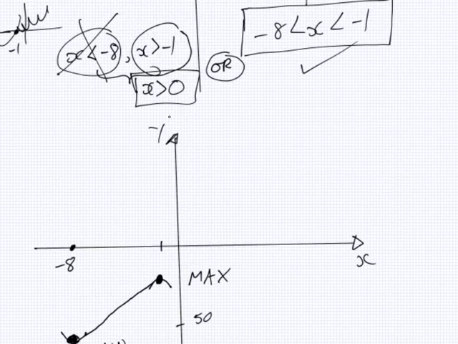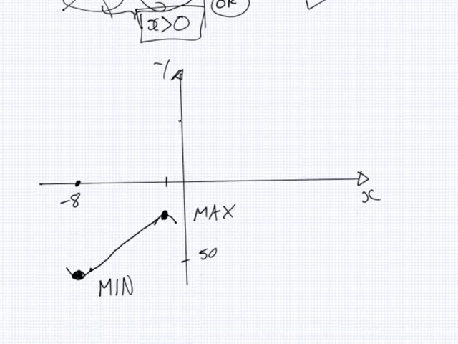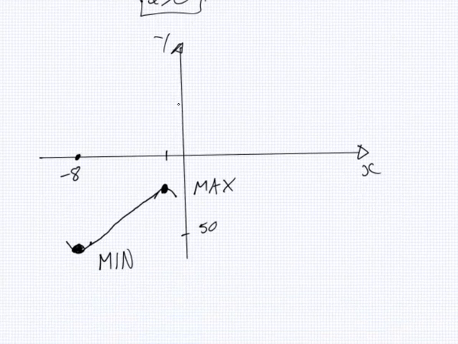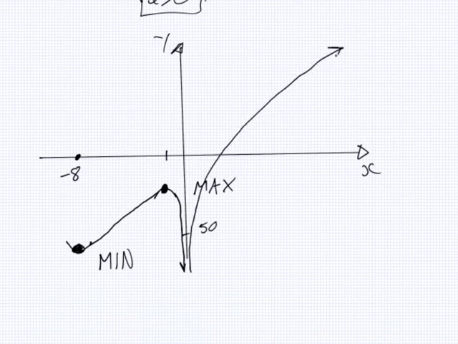But it's increasing from 0. So before 0 it was decreasing. So this was heading down. But then when it gets to 0, it's increasing. And it keeps increasing for x always bigger than 0.